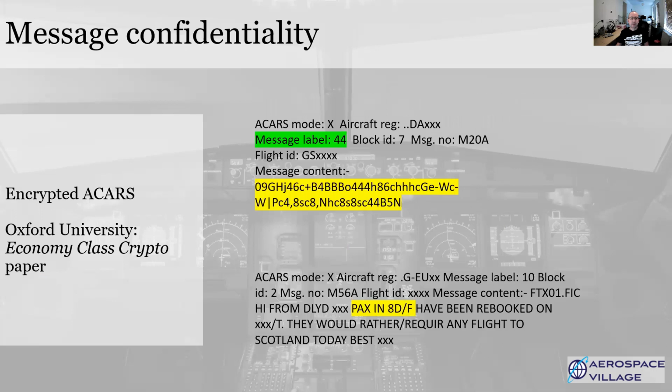You'll probably have noticed by now that all of the examples of messages I've shown are actually human readable, and that's because there's no encryption of the data in standard ACARS at all. Some aircraft, though, do send encrypted messages, and these are marked by the label type 44. There is a really great paper called Economy Class Crypto from the Oxford Aviation Security Group, and they are able to decipher these messages through a combination of brute force and other inputs, such as knowing where an aircraft was at the time it transmitted a message.